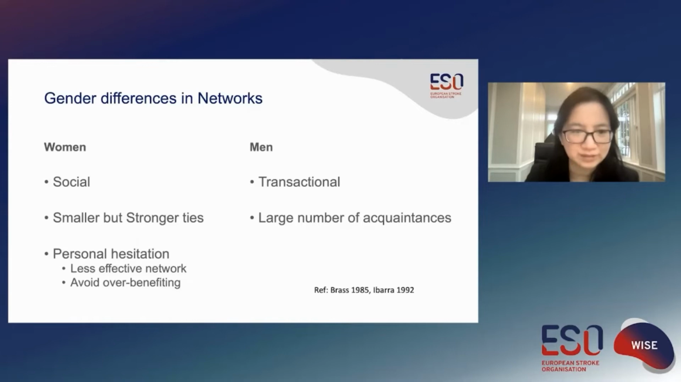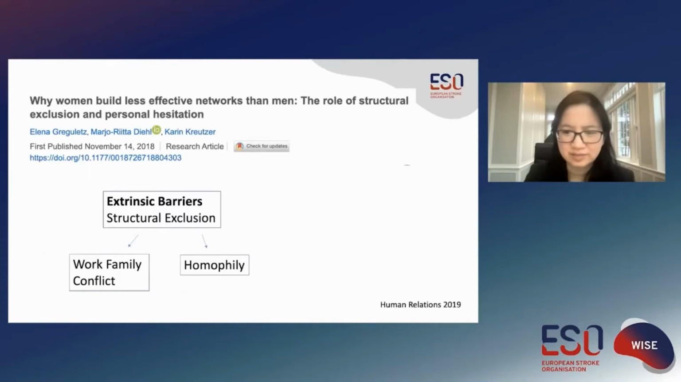This was well studied by several colleagues in the publication Human Relations in Germany, where they looked at why women build less effective networks than men. And they looked at the role of structural exclusion and personal hesitation. We divide the concept of less effective networks for women based on extrinsic barriers, with structural exclusion, whereby women are excluded from certain circles.